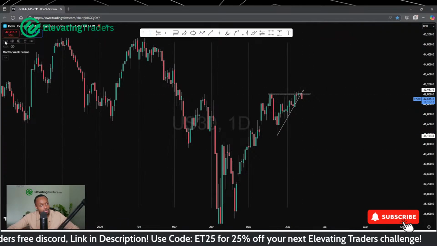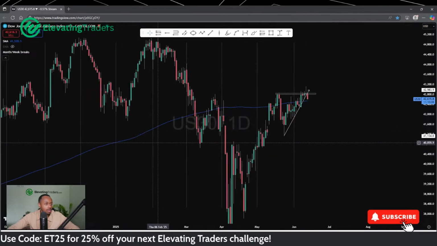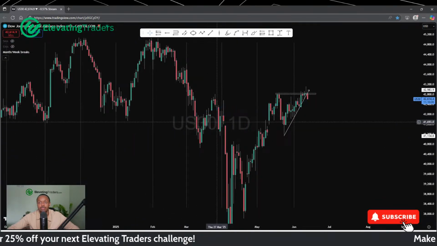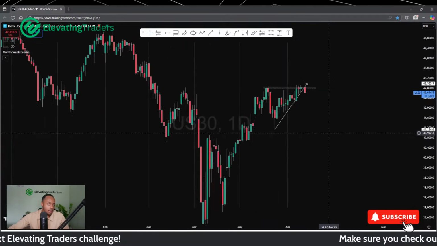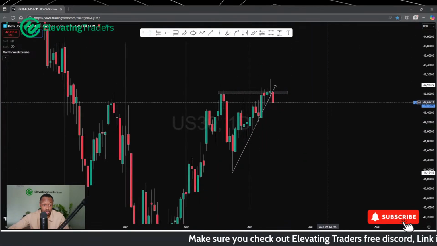How are we doing in reference to the 200 moving average? Not really doing much with it. We're kind of just breaking above, breaking below, not really respecting it well. But it looks like we are failing at resistance there. I mean, you could probably look at this as a big double top potentially.